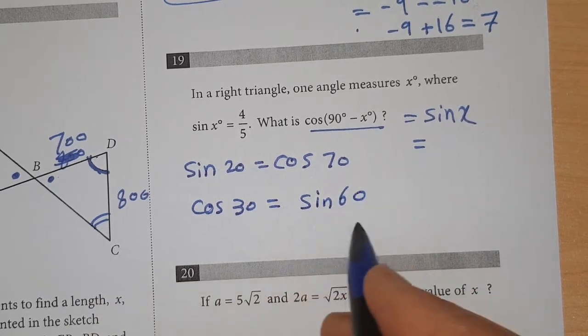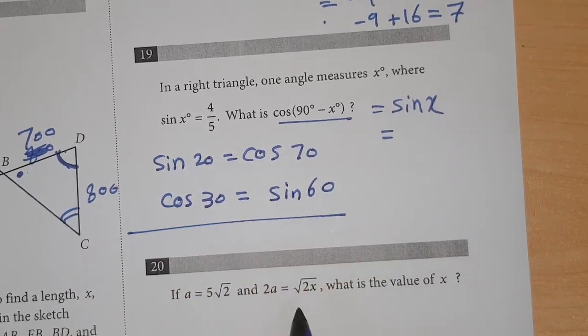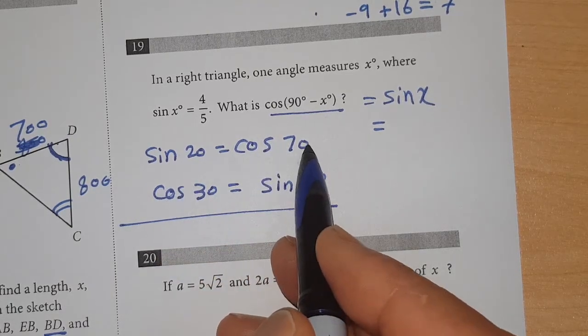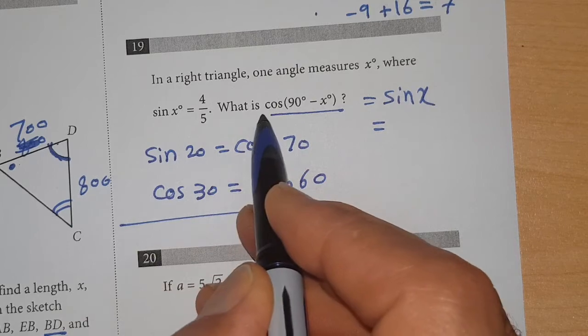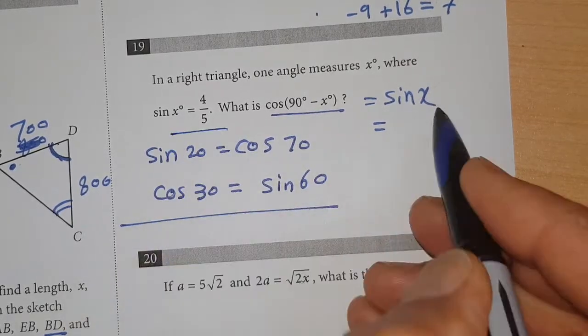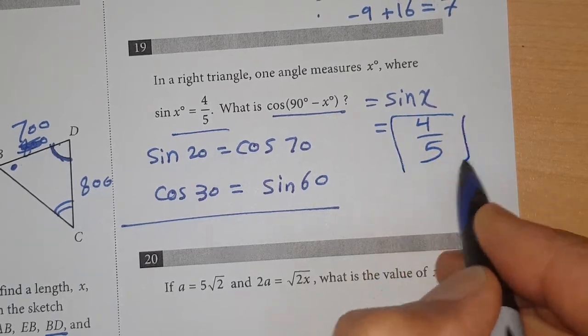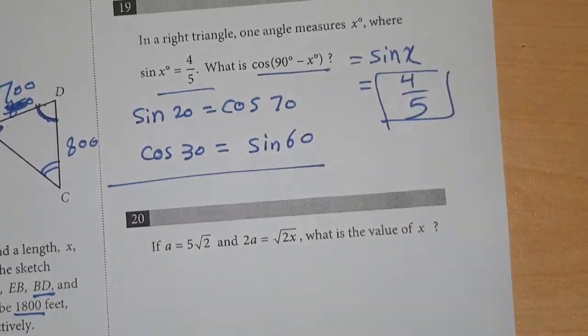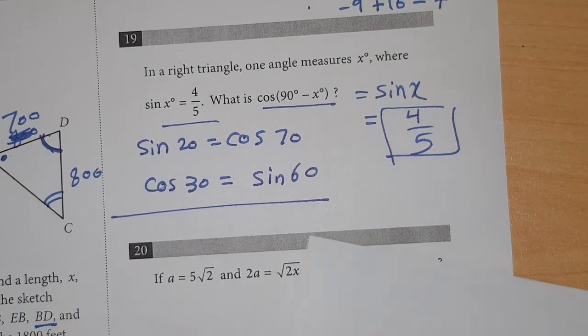This is from the rules of trigonometry. Sine of any angle theta equals cosine of 90 minus theta. So if you want to calculate cosine 90 minus x, it is the same as sine x, and sine x is already given as 4/5. You have another way to solve this question.